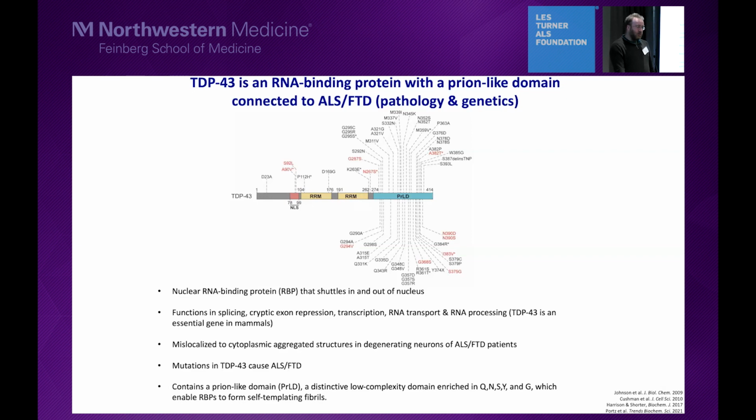And so this type of amino acid composition really reminds us of domains that we know about in various proteins in yeast that are able to form prions, so infectious proteins. And having the presence of this type of domain is all you need to be able to form a prion in yeast. And we're very curious if the same applies to TDP-43.